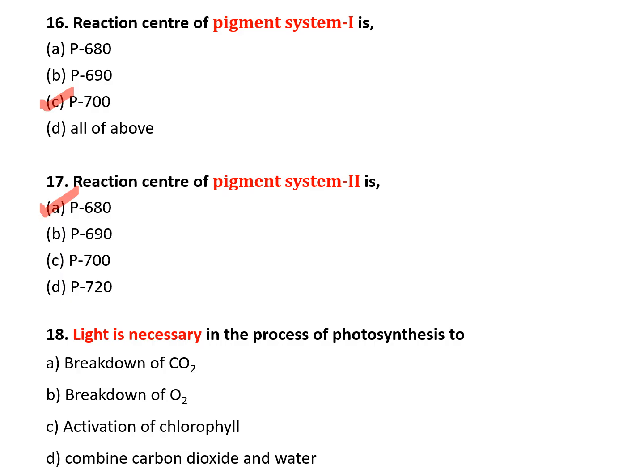The next question, number 18. Light is necessary in the process of photosynthesis to: option A, breakdown of carbon dioxide; option B, breakdown of oxygen; option C, activation of chlorophyll; option D, combine carbon dioxide and water. The correct answer is option C, activation of chlorophyll.